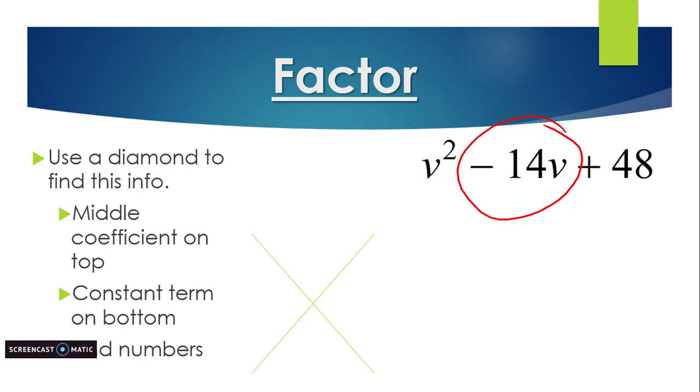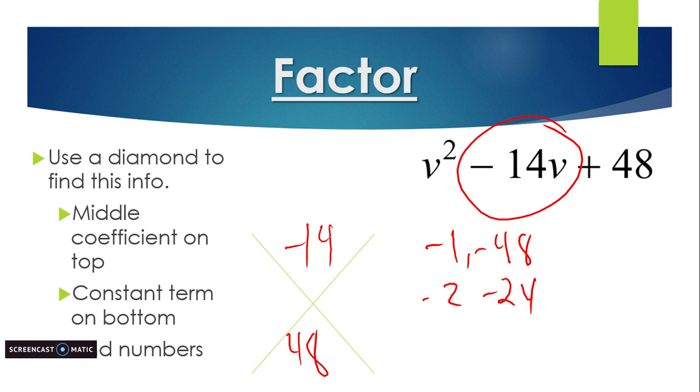Middle term goes up top. Last term goes on the bottom. We need to multiply together to get a positive number, but add together to get a negative number. So that means they're both going to be negative again. Negative 1 and negative 48, don't think so. Negative 2 and negative 24, nope. Negative 3 and, I think it's 16, yeah, negative 16, nope. Negative 6 and negative 8, yeah, that's the one. Negative 6 plus negative 8 is negative 14.